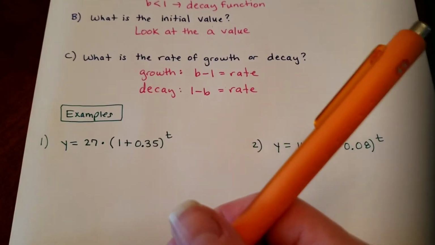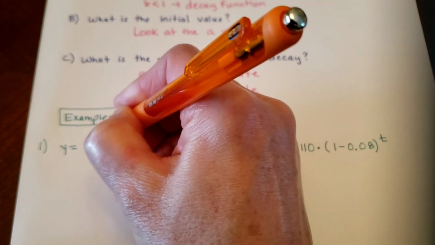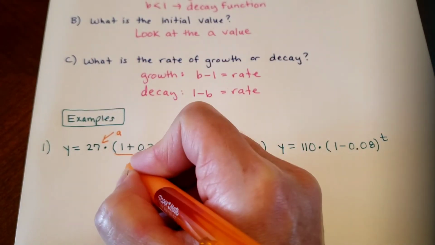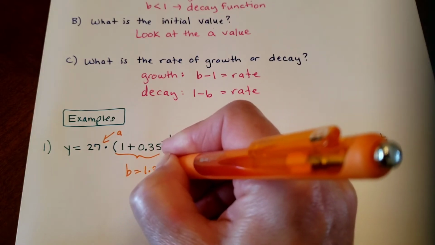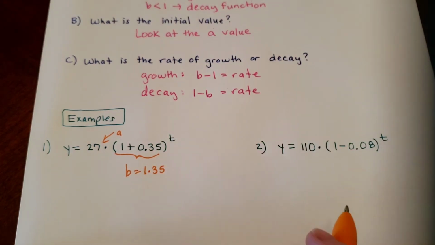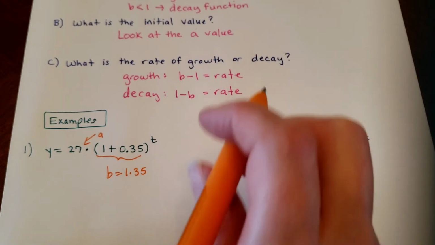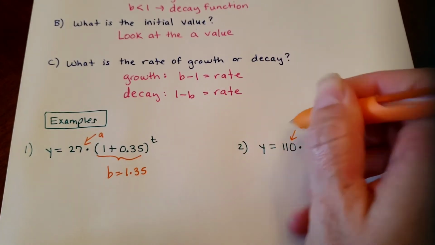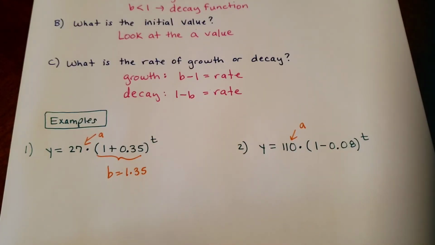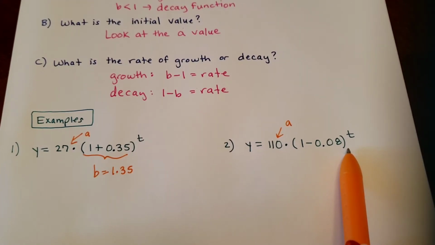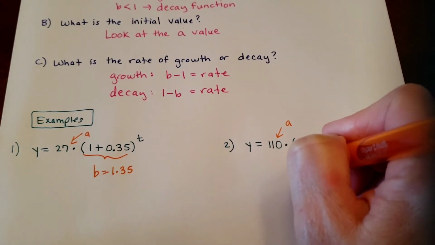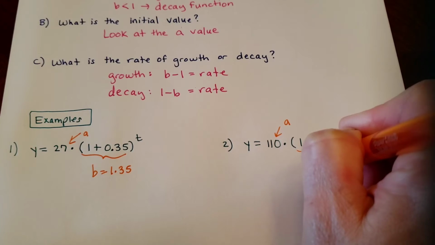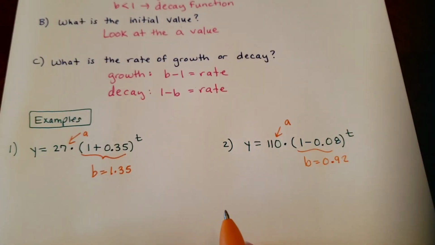So here, this is my a value. This thing together is b. If I add 1 plus 0.35, I get 1.35. And then I do the same on this second problem, where my a is 110 and my b is 1 minus 0.08. Make sure you're careful and you do the buttons on the calculator correctly. So b is 0.92. Now we're ready to start.